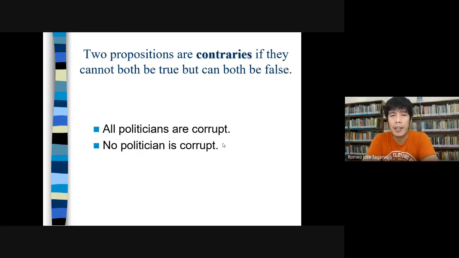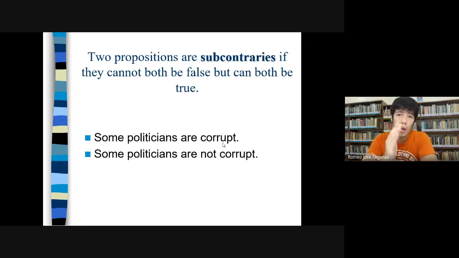Ayan. Okay? You can think of other examples like all fathers are loving. Tapos sa pangalawa, not all fathers are loving. Contrary ka agad yun. How will you spot which proposition is true? Mahirap. But definitely, both cannot be true, but both can be false. Okay? Next example. Two propositions are sub-contraries if they cannot both be false, but can both be true.